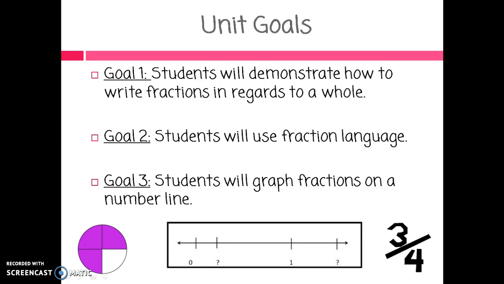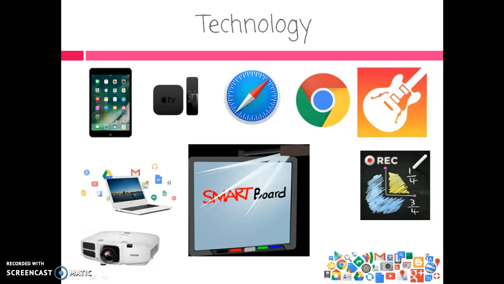The unit goals are: 1. Students will demonstrate how to write fractions as part of a whole. Goal 2 was for students to use fraction language such as numerator, denominator, unit fraction, part, and whole. Students will also, for Goal 3, learn how to graph fractions on a number line. Some of the technology used throughout this unit includes iPads, Chromebooks, projectors, Apple TV, a smartboard, Safari or Google Chrome, GarageBand, NumberKids, a whiteboard interactive app, and other Google Docs apps.